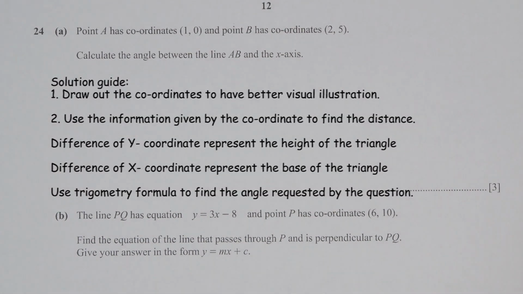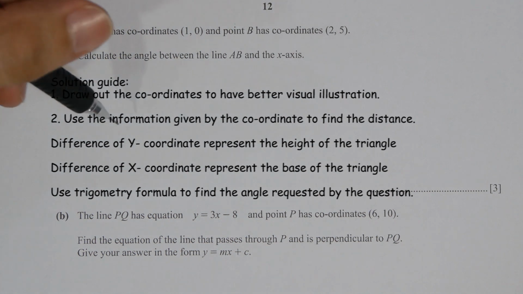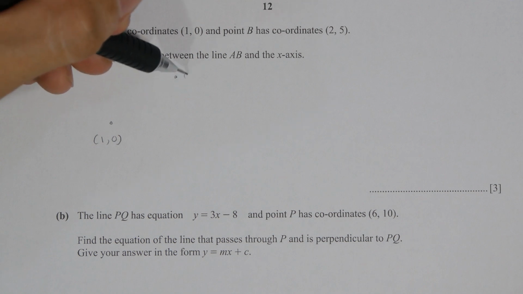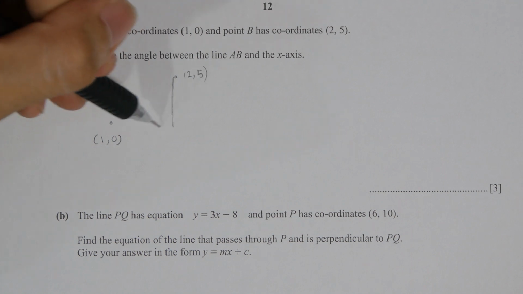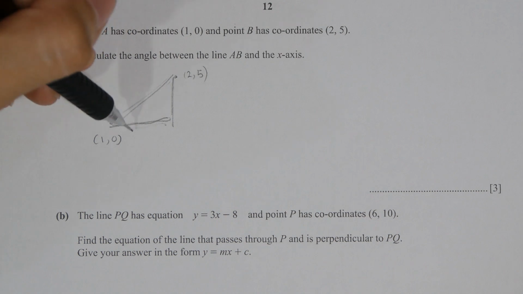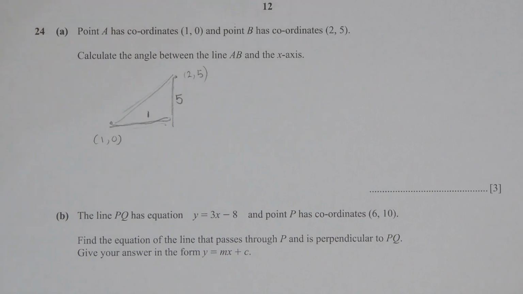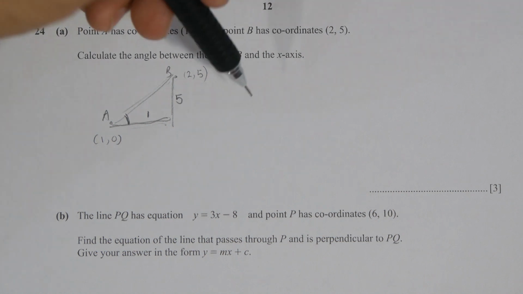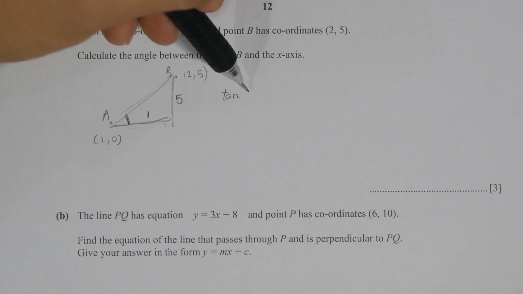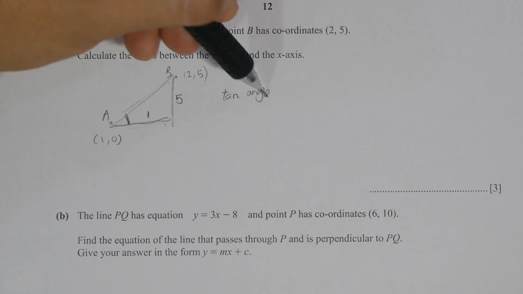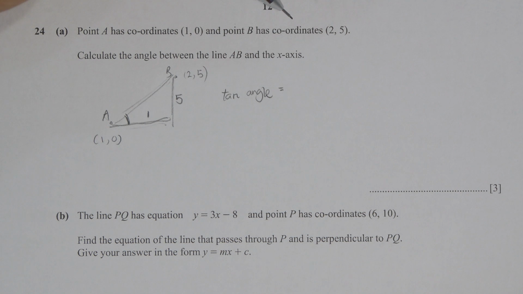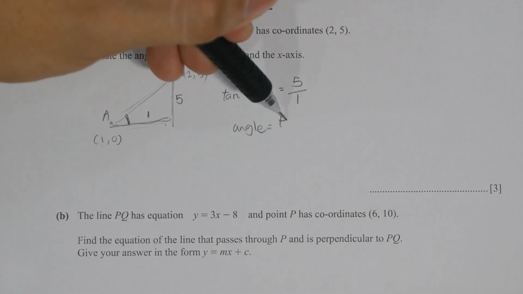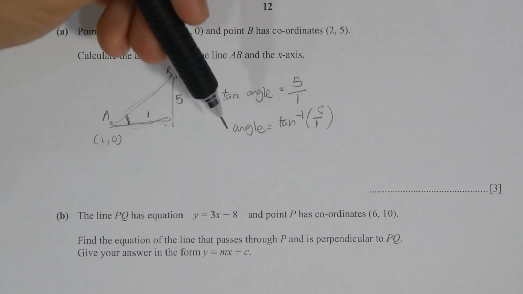Question 24a. So 2 points have been given. So I actually draw out a graph for you to have a better visual illustration. I form a right angle triangle with it. The bottom value will be 1 and the height will be 5. So with that being said, you can now use this information, which is the opposite and adjacent. So it's representing tangent. So tangent inverse of it is 78.7.